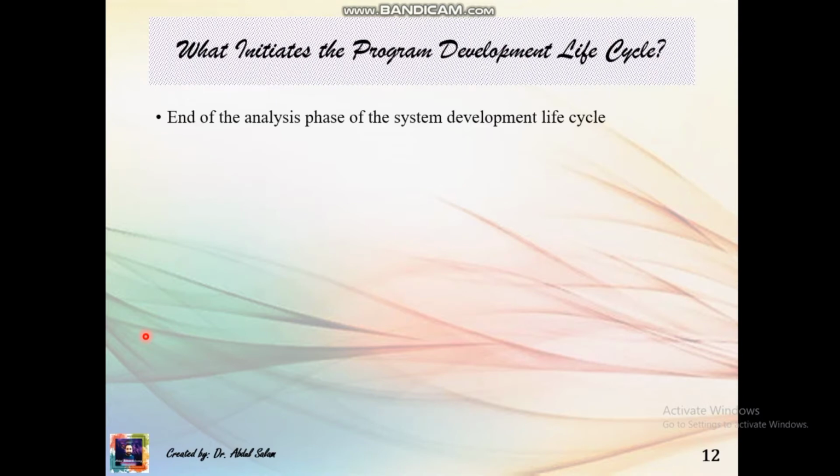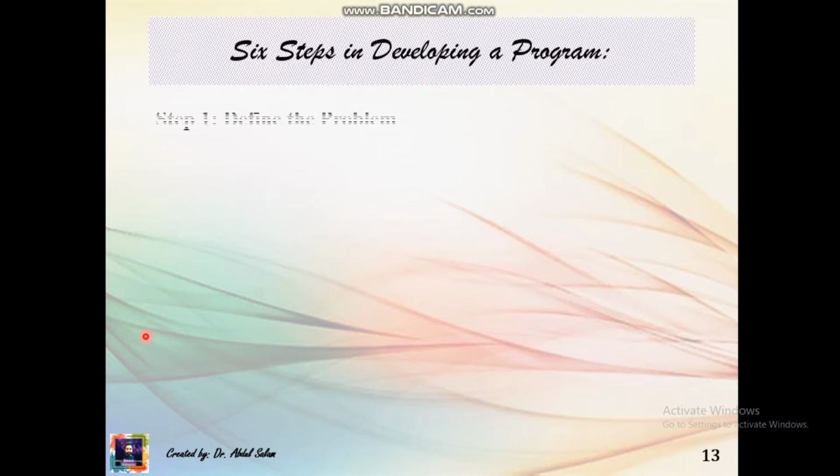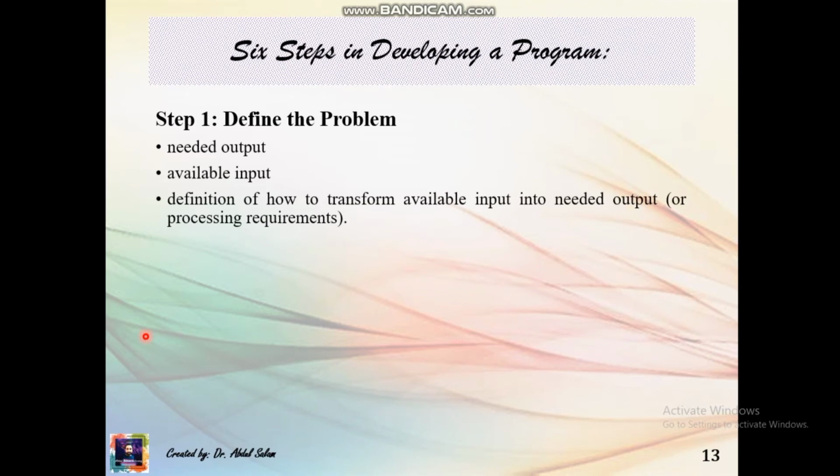What initiates the program development life cycle? The end of the analysis phase of the system development life cycle, program specification, program development life cycle, programming team, programmer. There are 6 steps in developing a program. Number 1 is define the problem, which needs the output, the available input, and a definition of how to transform available input into the needed output, or processing requirements.